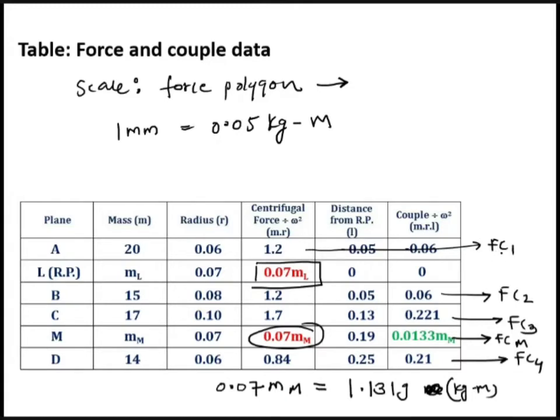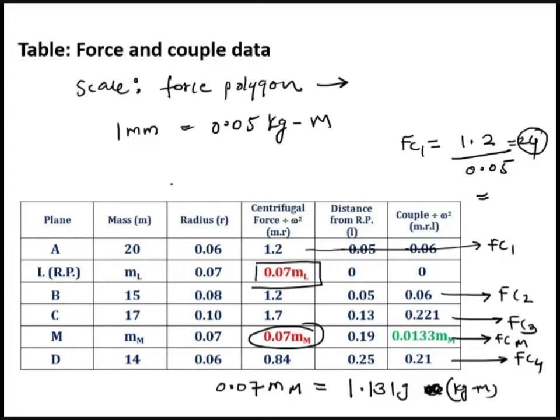So how will you find them? Very simple. FC1 is equal to, let us say, 1.2 divided by 0.05. What are you getting? You are getting the length of the vector, right? Only 1.2 divided by 0.05. You are getting it as 24. So the length of the vector you are getting is 24 mm.